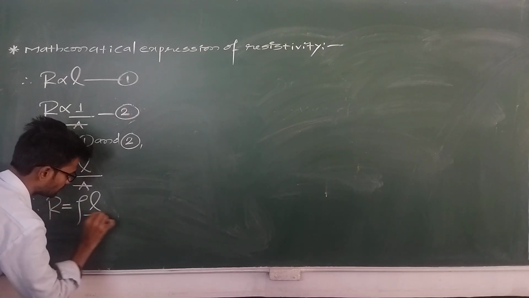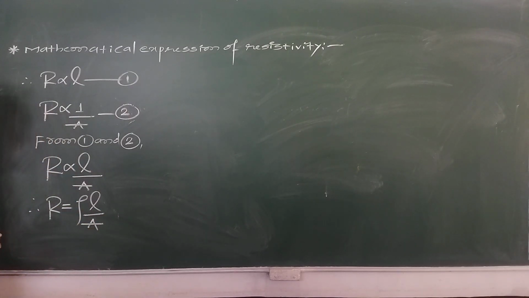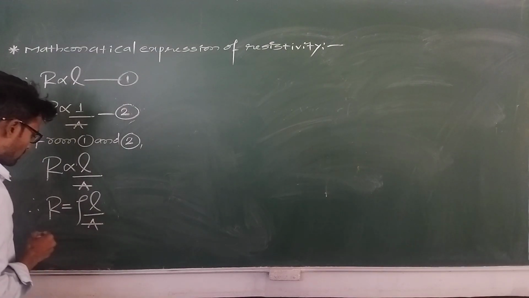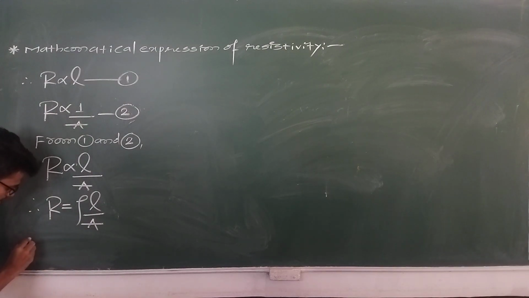It is rho L divided by A. So I removed this proportionality sign, and in place of the proportionality sign I wrote equal to rho, and this rho is called the resistivity of the conductor or resistivity of the material. Right? So now I will write one sentence.